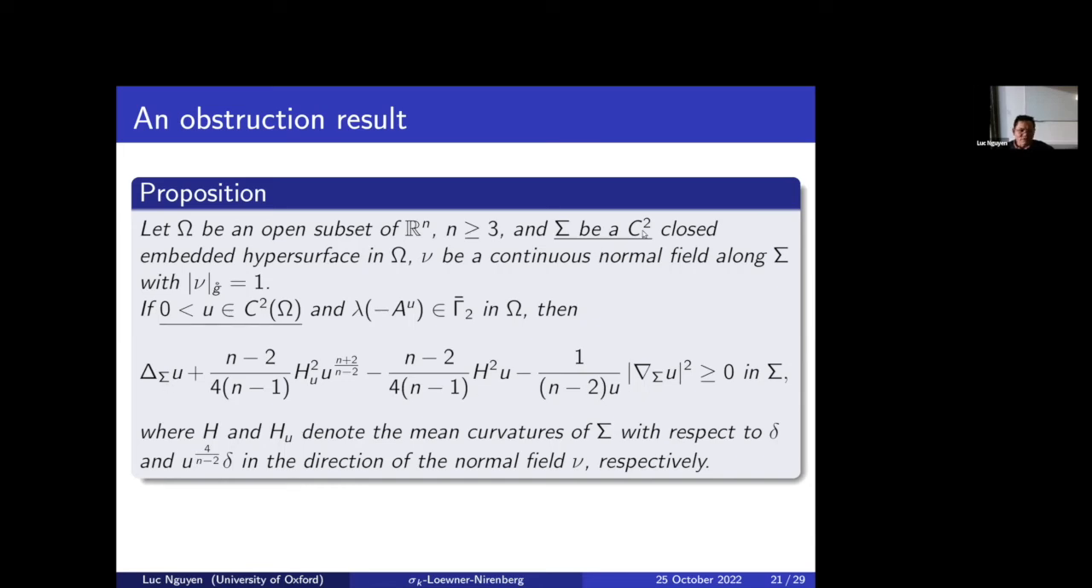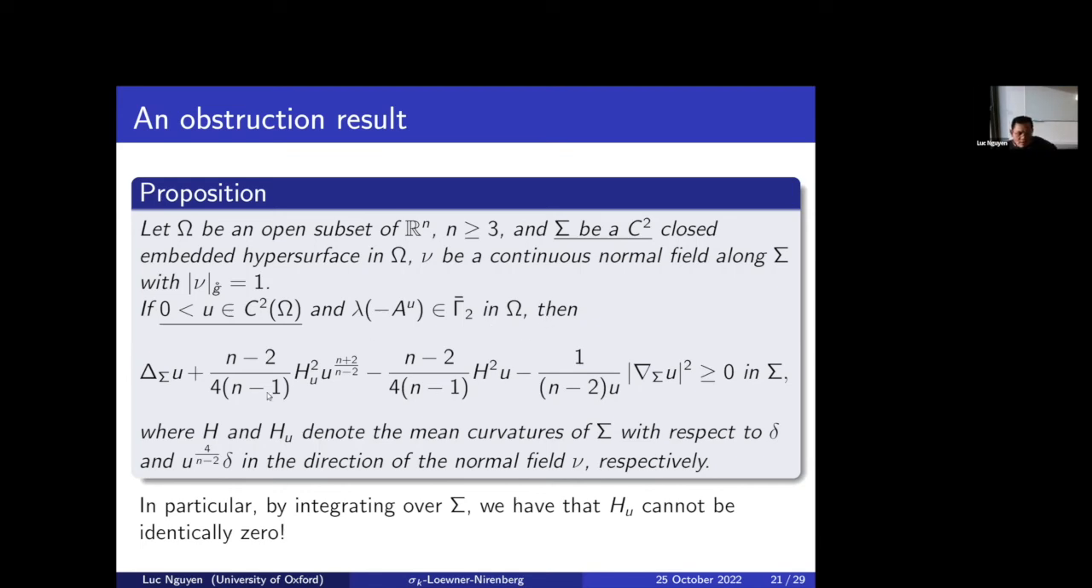But if sigma is a closed surface, then that's impossible unless U is a constant and then H is 0. But we know that in Euclidean space there is no closed minimal surface. So that would give us a contradiction if the mean curvature of the surface sigma is 0 with respect to the conformal metric. Okay, so that's basically the rough picture, right?